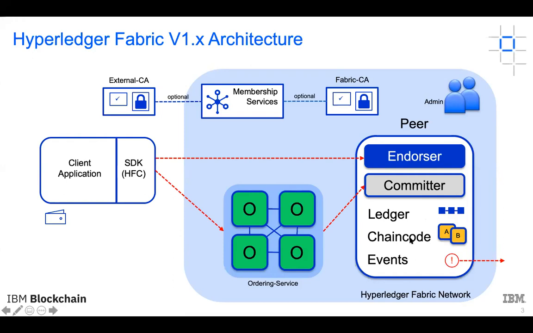And then chain code for us is just the smart contracts. This is the application logic that runs on top of the ledger. And then I'll come back to this and show you how it's used. One important aspect as well is that Fabric peers can emit events that others can subscribe to, even outside of the blockchain network.